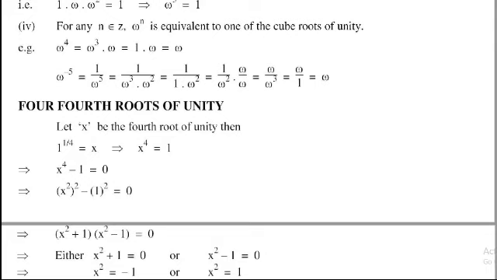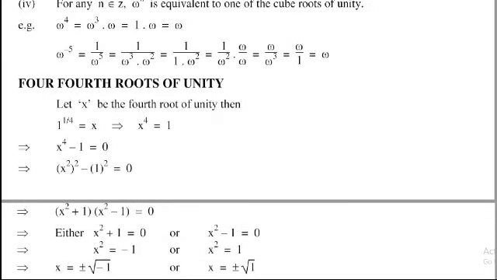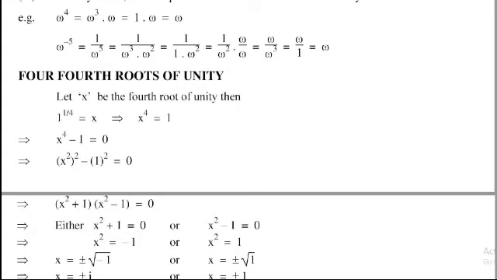x square plus 1 is equal to 0 implies that x square is equal to minus 1. Taking square root on both sides, the square root cancels the square, so x is equal to plus minus square root of minus 1. The square root of minus 1 is equal to iota, so x is equal to plus minus iota.